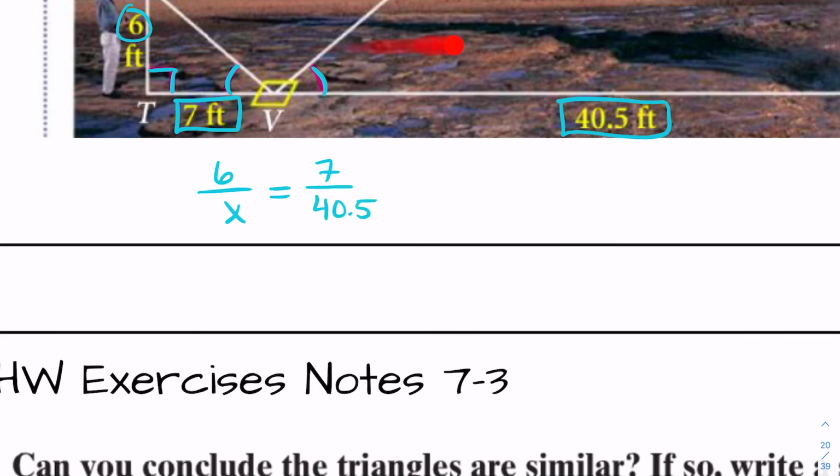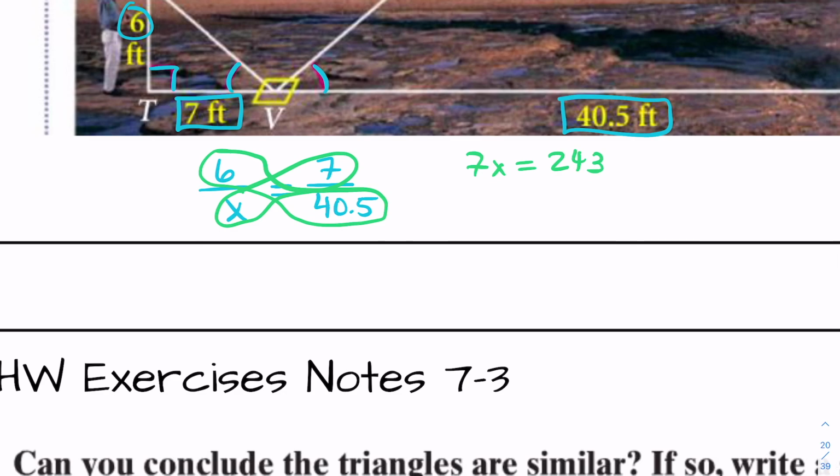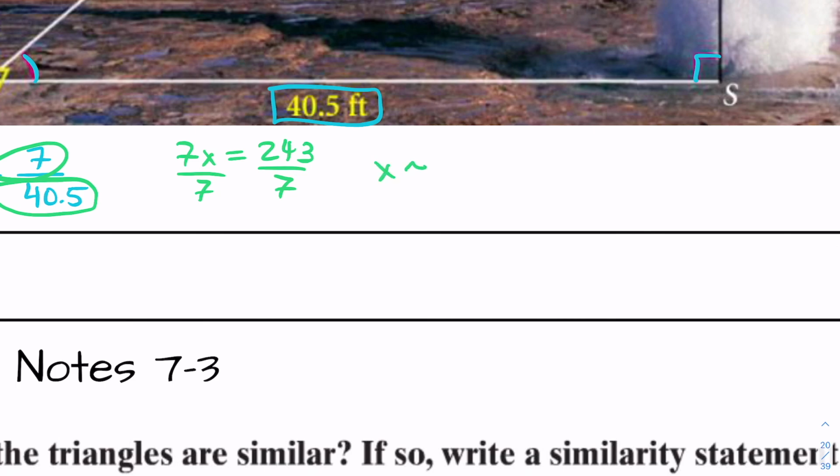So I'm going from triangle to triangle, jumping back and forth. And this is 7x equals 243. Let me just check my work. So 40.5 times 6 is 243, divided by 7. We're going to say x is approximately 34.71, let's say 34.7 feet.